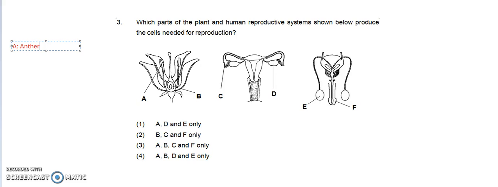And what does the anther do? Well, it is the male part of the flower which produces pollen grains.